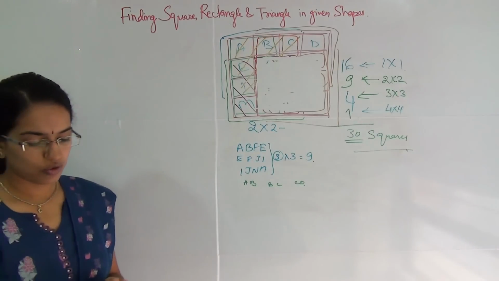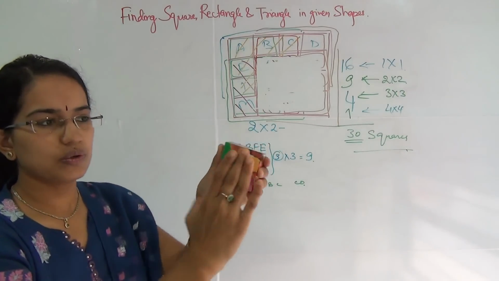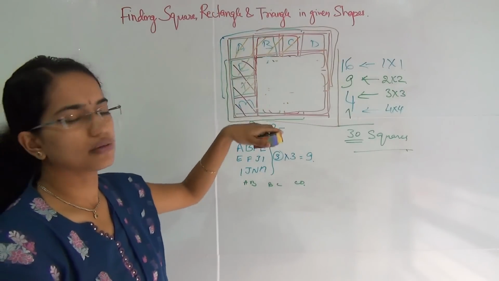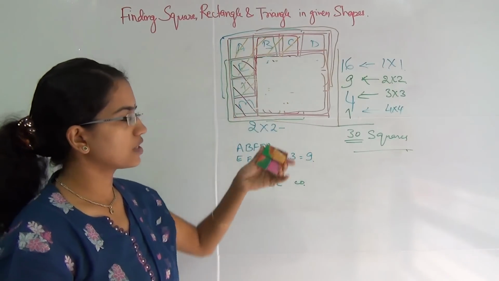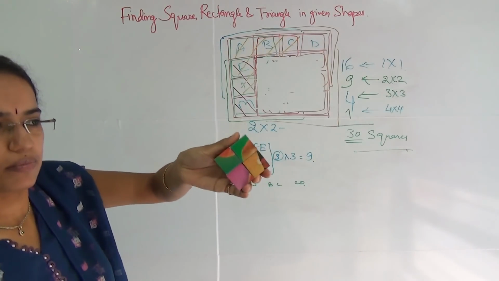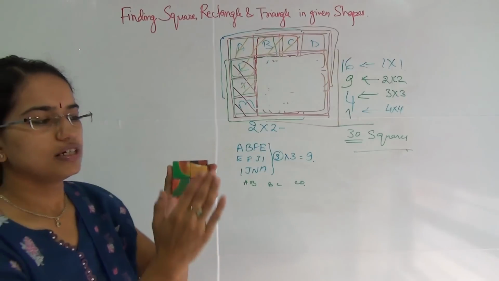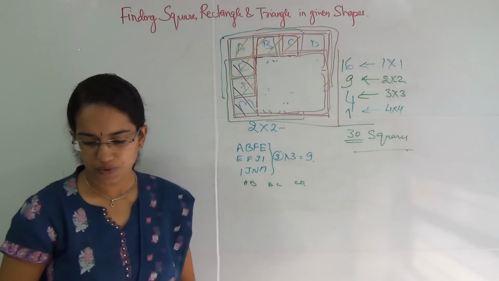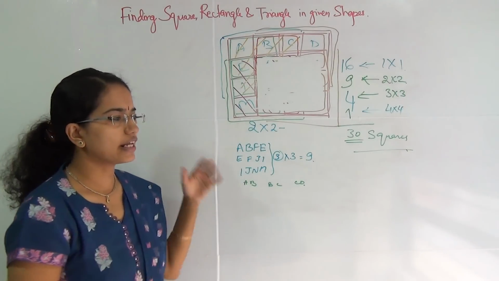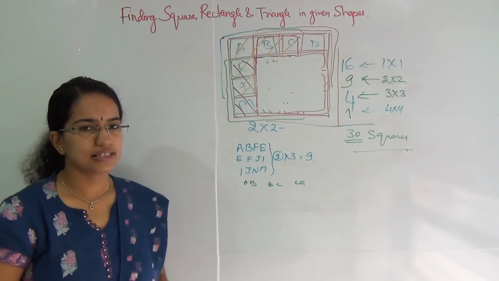One interesting question was where we just tried to rotate the shape. Here there are no triangles or anything, so there is no impact of rotation here. But in that question, this shape and this shape would also be counted as a square. So there is a kind of impact of rotation. So these were the questions that we covered under finding squares, triangles and rectangles in a given shape.